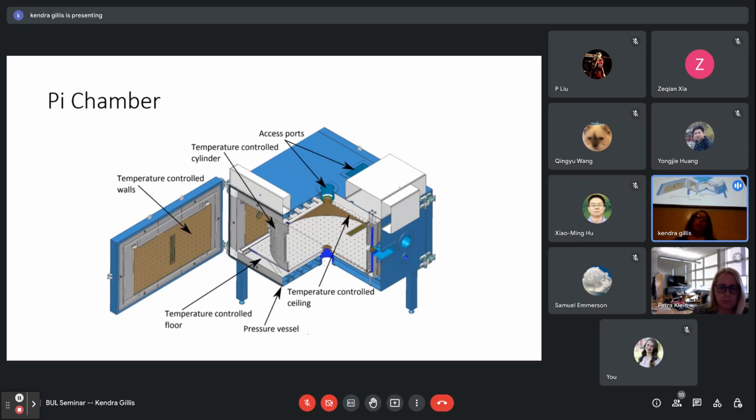The pi chamber can also control humidity and aerosols. We didn't use that as much in our experimentation, but it's worth noting that those things were being controlled and measured while we were running the thermistor array.